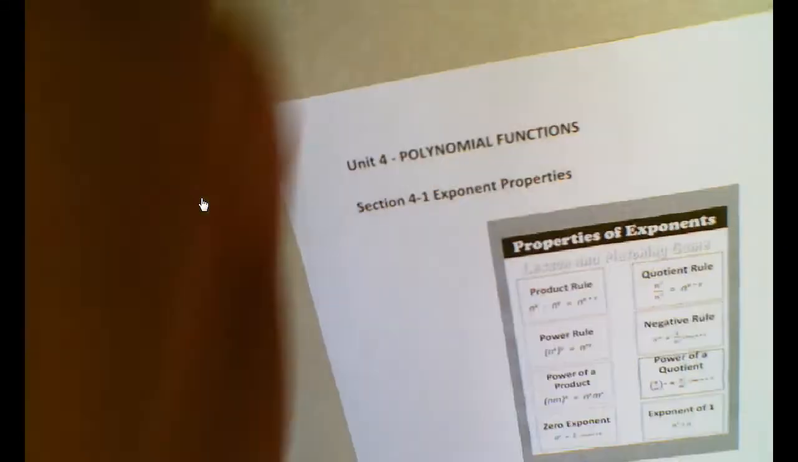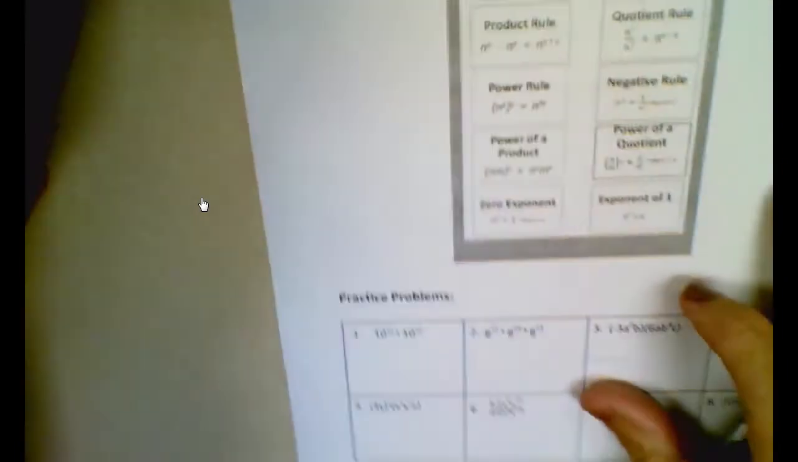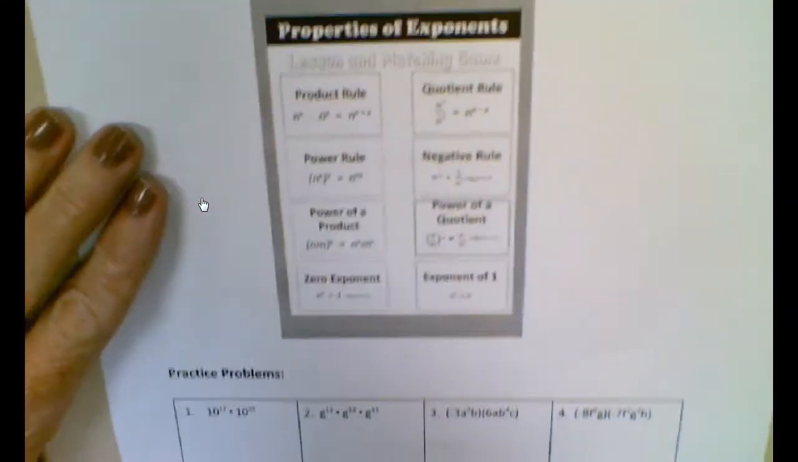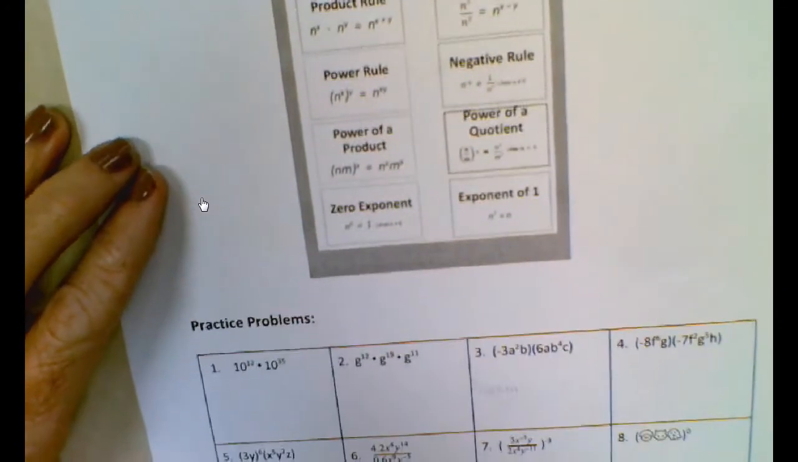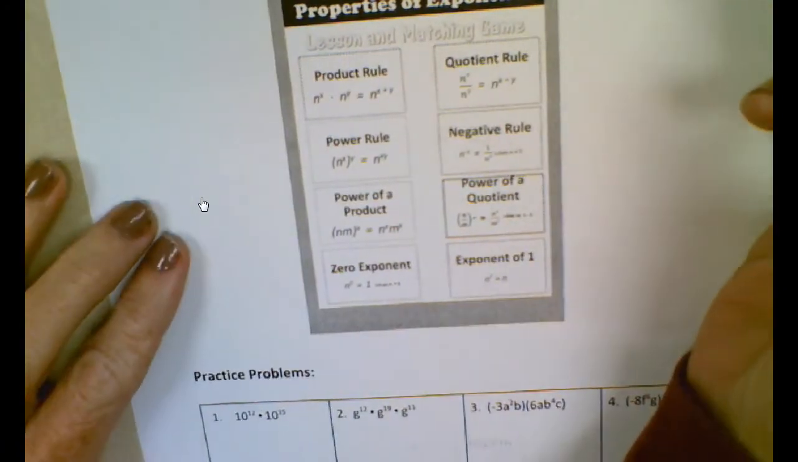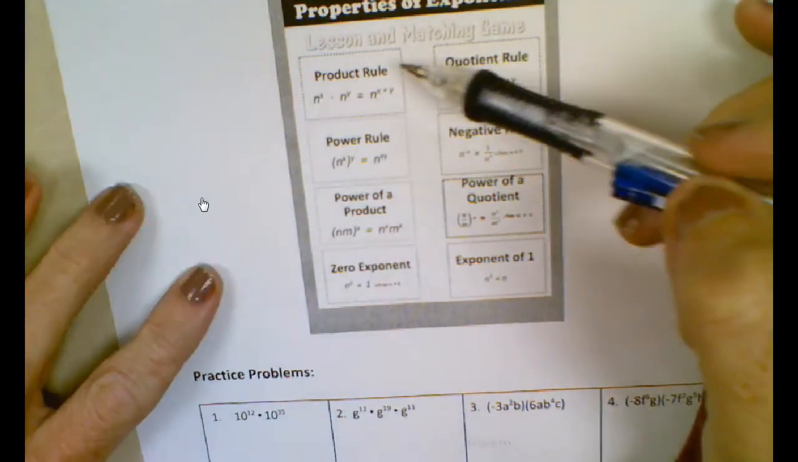Okay, so we're going to do a super fast video for the first section of Unit 4, which is properties of exponents. This is definitely review. We just got done doing these in logarithms, so we should be okay. So here's all your product rules.